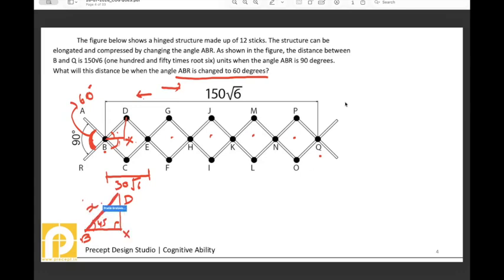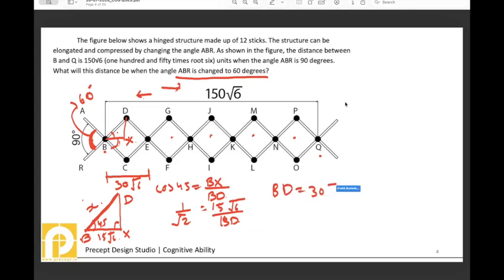I assume this to be x. Bx I already know, which is half of 30 root 6, which is 15 root 6. So here I will use the formula of cos 45. Cos 45 is equal to Bx upon BD. The cos 45 value is 1 upon root 2. Bx is 15 root 6, and BD is what we have to find because we don't know the stick length. By solving this, BD will be equal to 30 root 3. So I found out that this is 30 root 3.